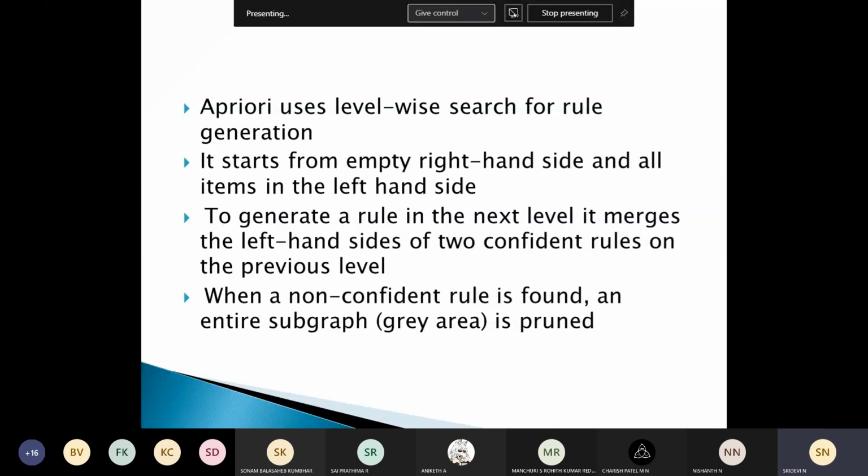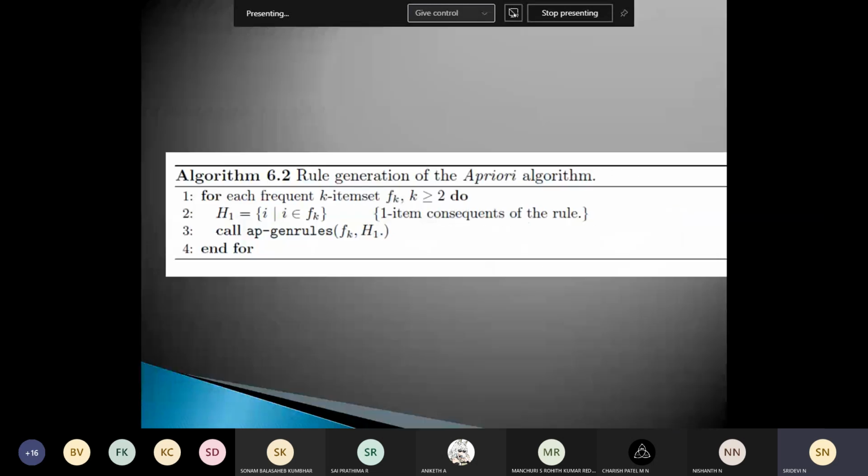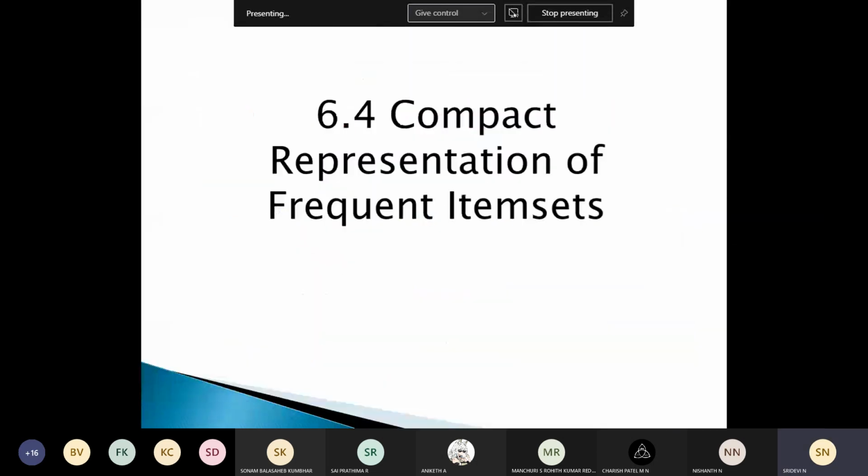Whenever you have to generate a rule in the next level, we will merge the left hand sides of two confident rules from the previous level. And whenever we find a non-confident rule, an entire subgraph, that is the gray area here, will be pruned. That is, we will remove it. So this is the algorithm for that.